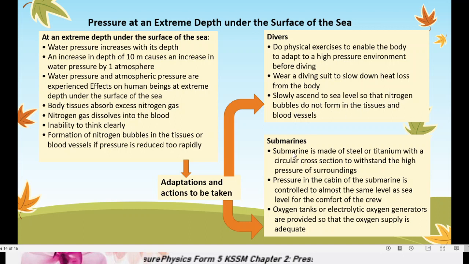Submarine: a submarine is made of steel or titanium with a circular cross-section to withstand high pressure surroundings. Pressure in the cabin of the submarine is controlled to almost the same level as the sea level for comfort of the crew. Oxygen tanks or electrolytic oxygen generators are provided so that oxygen supply is adequate. Okay, so these are the actions that need to be taken for the safety of divers.